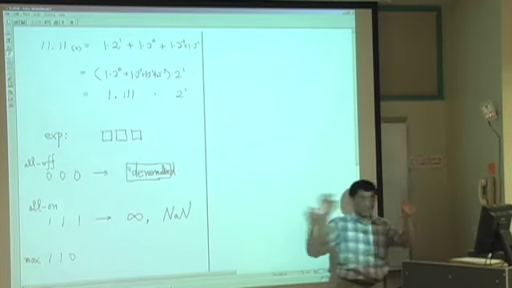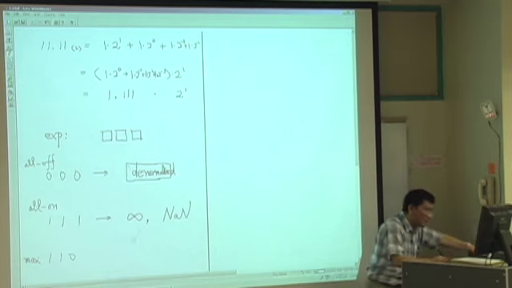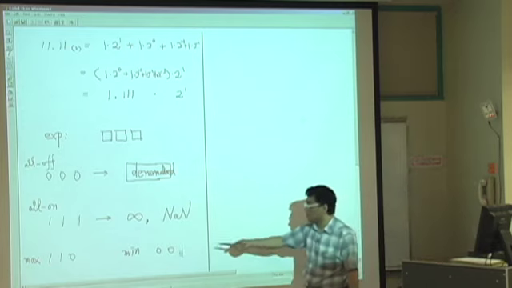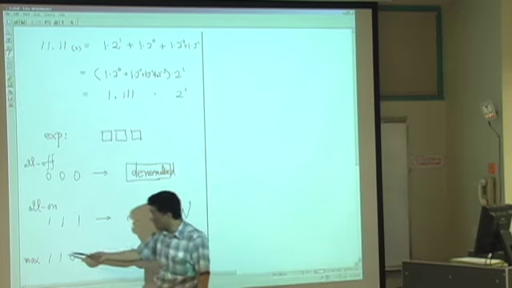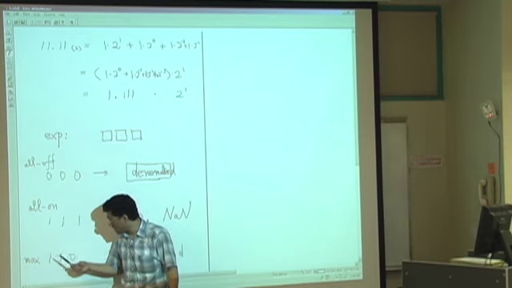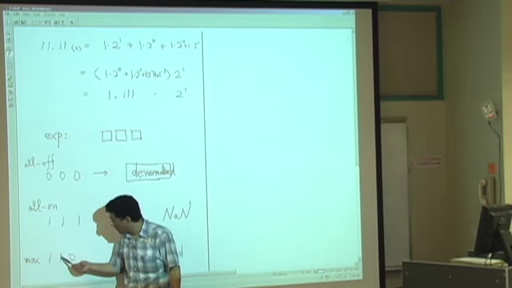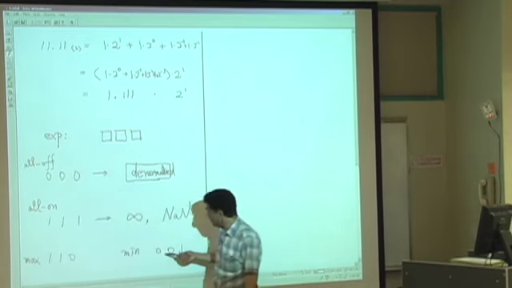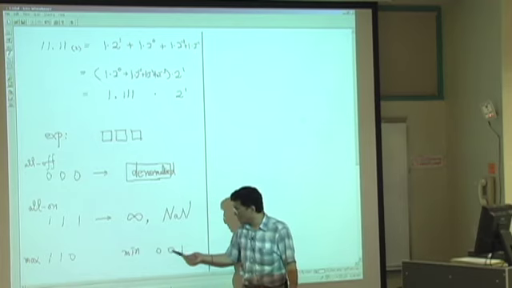0, 0, 0 is off the table. That means the minimal exponent that we can use is 0, 0, 1 bit, right? It's not a number, just a bit representation, right? The maximum bit representation to represent a number is 1, 1, 0. The minimum representation that we can represent is 0, 0, 1.